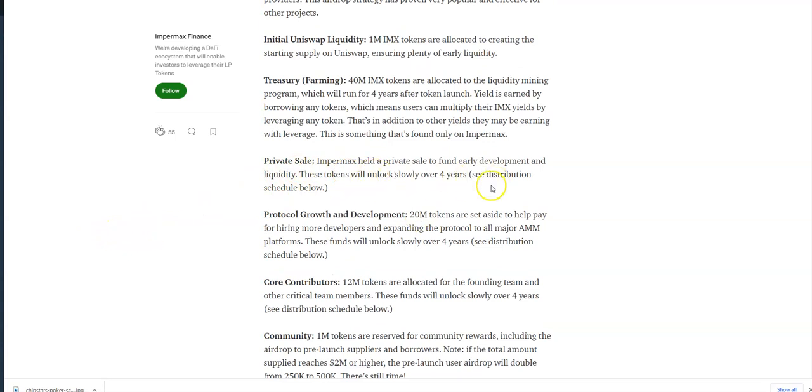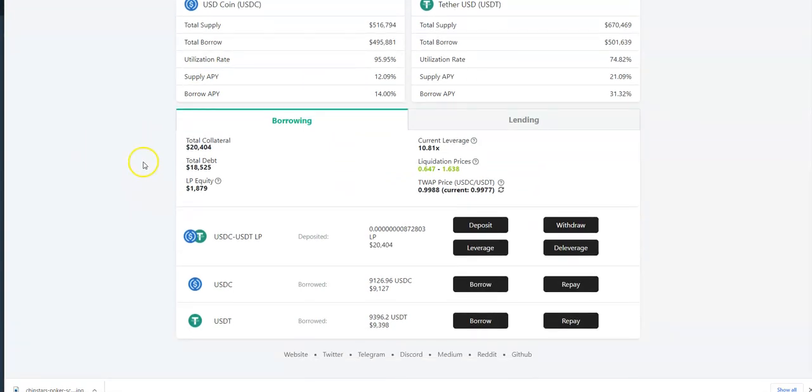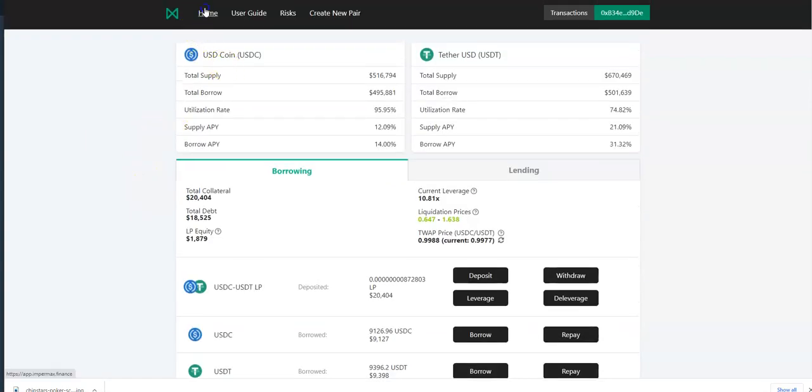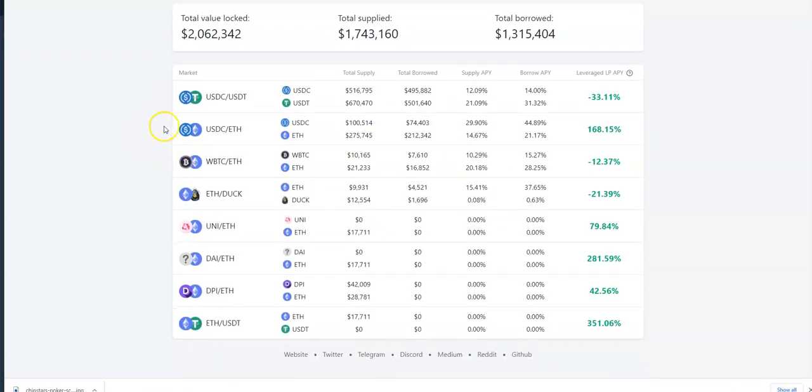So yeah, they did tell us, as you can see, as I said, the private sale, these tokens will unlock slowly over 4 years, you know, 4 years. So this isn't a 3 or a 6 month unlock when it comes to private sale. And this is why the price is just going to skyrocket. And that's the reason why I am currently just using their platform, because I'm in four of these already. Four of these pairs where I'm doing either supplying, borrowing, leveraging, or just all of them, guys, for certain pairs.